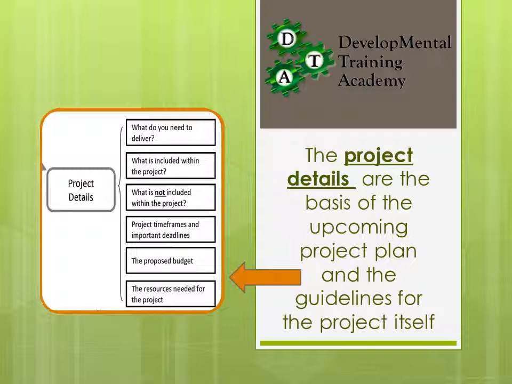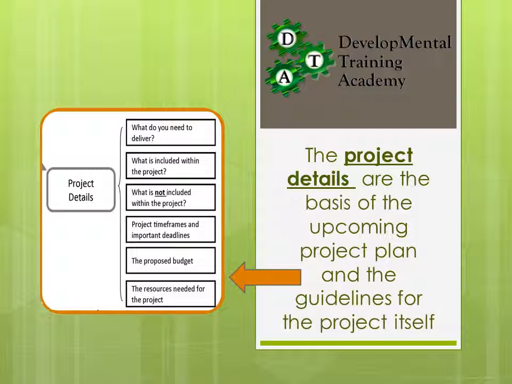Landscaping products included, is fencing included if you're building a house, and so on. The project timeframes and important deadlines. This is quite crucial because there might actually be costs to you if you under or overstate these things. The proposed budget, usually based on your initial estimates or your work breakdown structure.